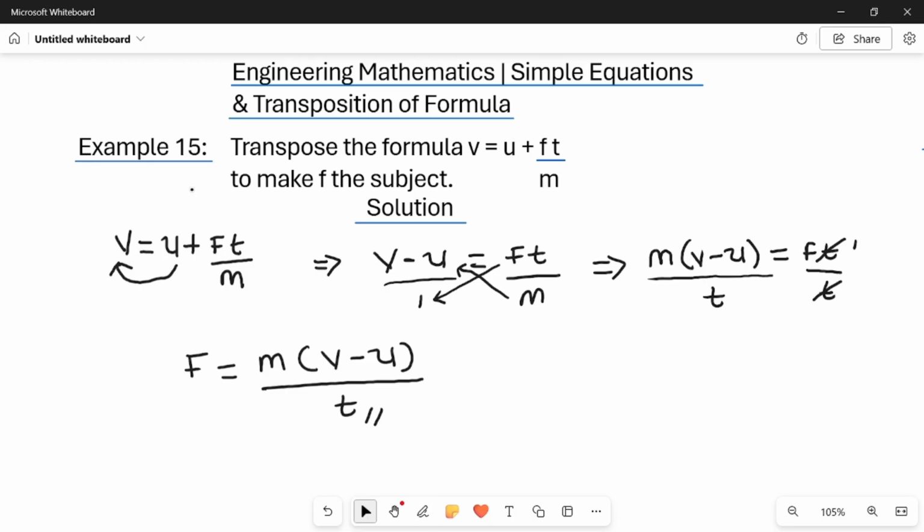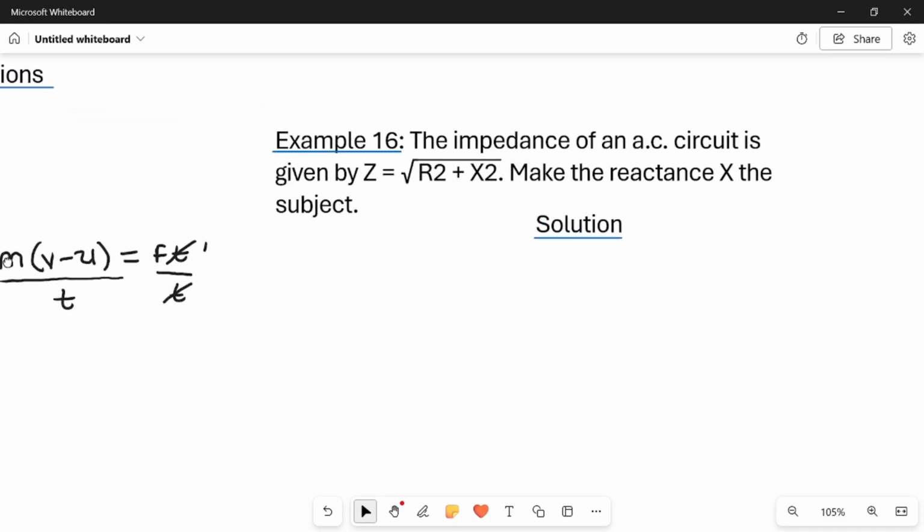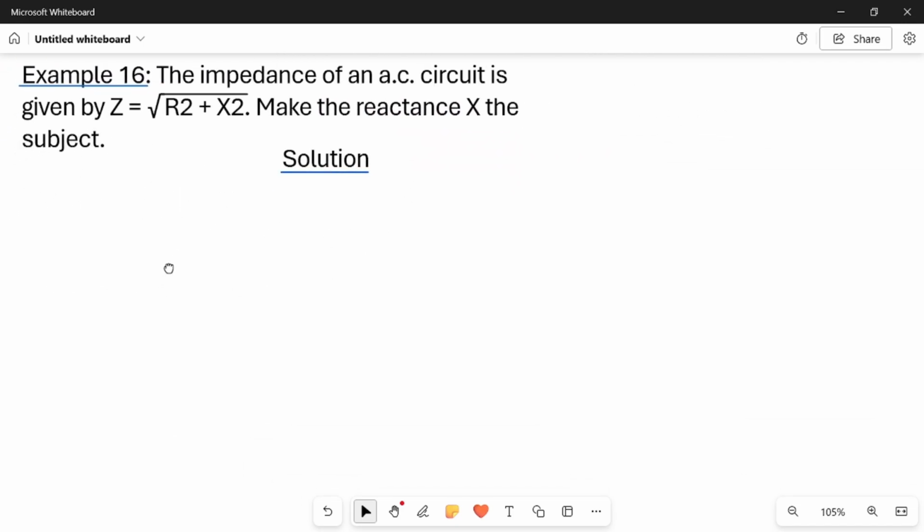So we'll move to the next question. Example 16. Example 16 says the impedance of an AC circuit is given by Z equals square root of R square plus X square. Make the reactance X the subject of the formula. So now what's the first thing we'll do?